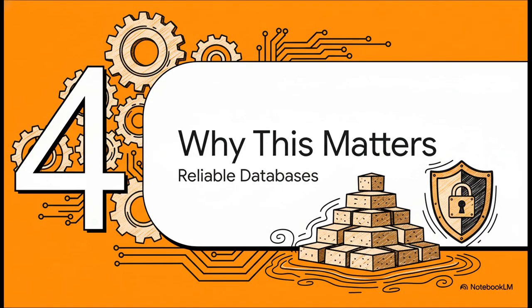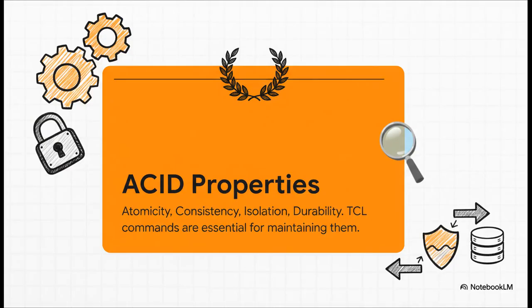Why does it matter? Well, because these TCL commands, they're literally the bedrock of what makes databases reliable and trustworthy in the first place. TCL is actually what allows databases to maintain what we call the ACID properties. And this is the gold standard for reliability. It makes sure transactions are atomic, meaning it's all or nothing. Consistent, so you don't corrupt your data. Isolated, so different operations don't step on each other's toes. And durable, which means once you hit commit, that change is there to stay.